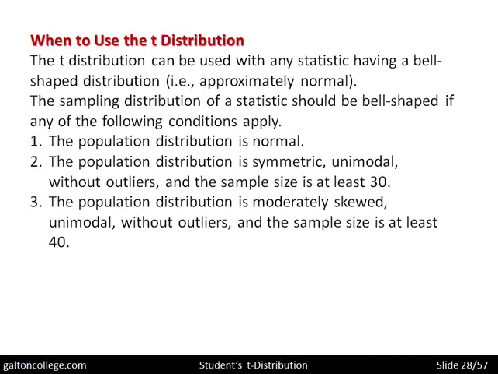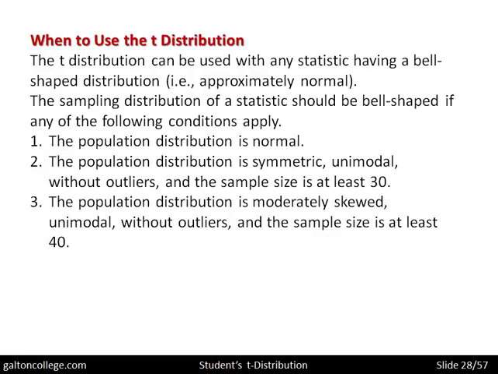The population distribution is moderately skewed, unimodal, without outliers, and the sample size is at least 40. So if it is moderately skewed, now skewed means perhaps not fixed on the mean, it's slightly to the left or to the right. If the distribution is slightly away from where it should be, it's pointing in a slightly different direction. The distribution is not fitting our normal distribution requirement. It might be just slightly skewed in some way. Perhaps one of the tails is longer than the other. So it's not really symmetric, it's skewed. Now, if it's not symmetric, but however it's unimodal, it's only got one point, and let's say it doesn't have any outliers, in this case, if the sample size is at least 40, that should compensate for it.